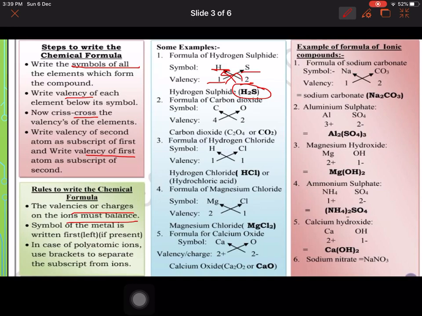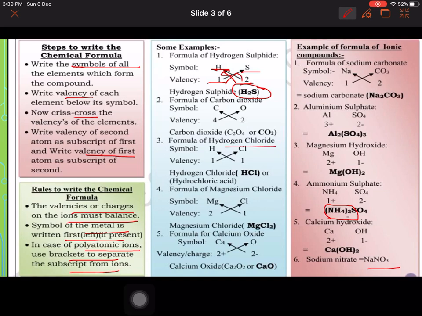Second, the symbol of the metal is written first if present. Remember, we write the metal symbol first, and in case of polyatomic ions, use brackets to separate the subscript from the ions like this. You can see NH4 and then as the subscript for the whole, we have written 2. So you can see the different formulas here.